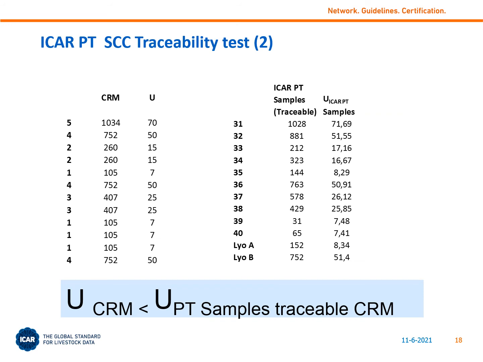In this table, we have compared the uncertainty of the certified reference material with the uncertainty associated to the ICAR PT sample characterized in a traceable way to the certified reference material. At the same level of concentration, you can see that the uncertainty associated to the ICAR PT sample is bigger than the certified reference material. This is according to the metrological rules just illustrated.